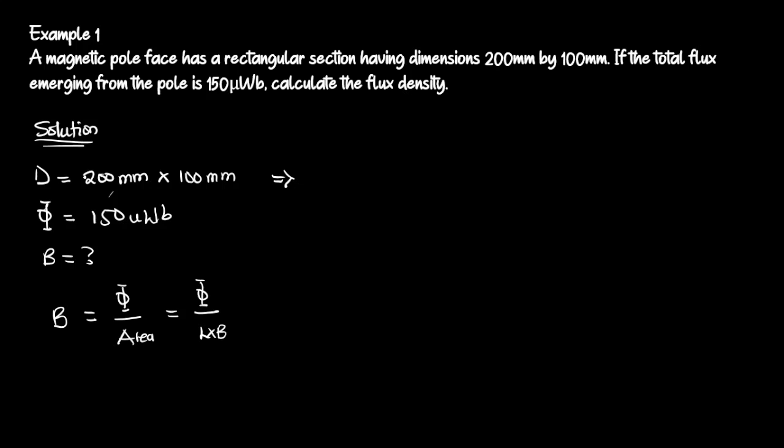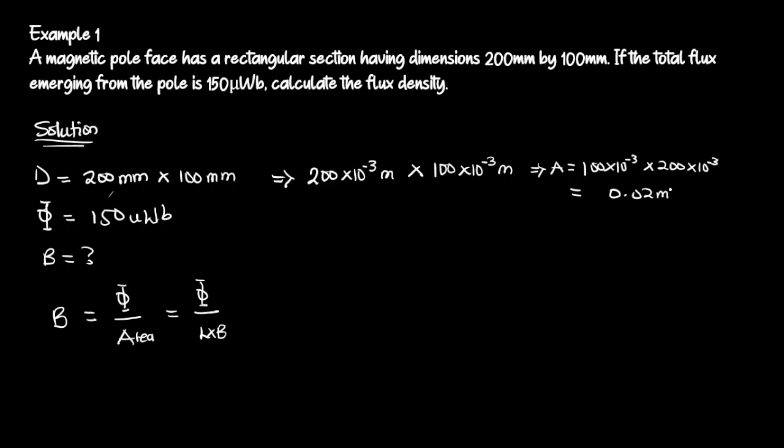So the first thing I have to do is convert the dimensions from millimeters to meters. To do that, the milli here is times 10 raised to the power minus 3. So I have 200 times 10 raised to the power minus 3 meters for the first dimension, and the second one will be 100 times 10 raised to the power minus 3 meters. If I multiply these two to get my area, the area will be equal to 100 times 10 raised to the power minus 3 multiplied by 200 times 10 raised to the power minus 3, and therefore the area in this case will be 0.02 meters squared for this magnetic pole.